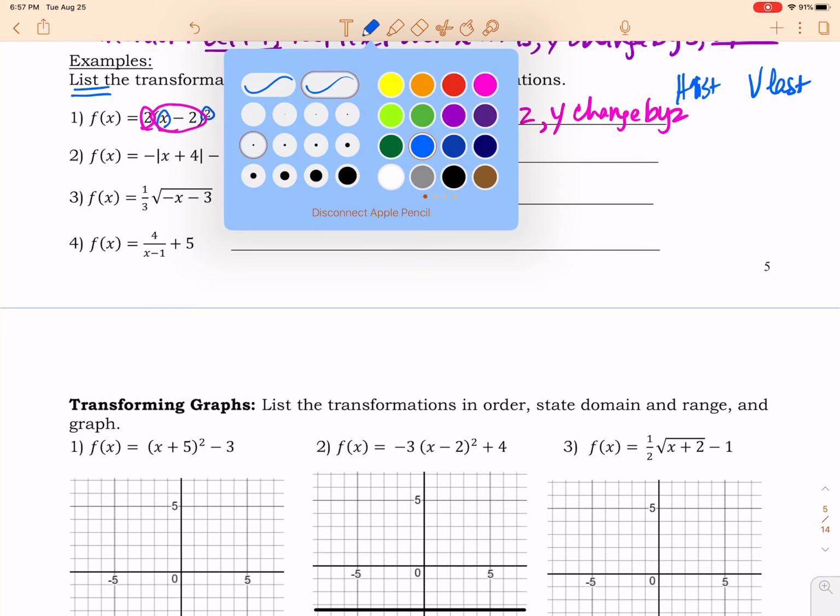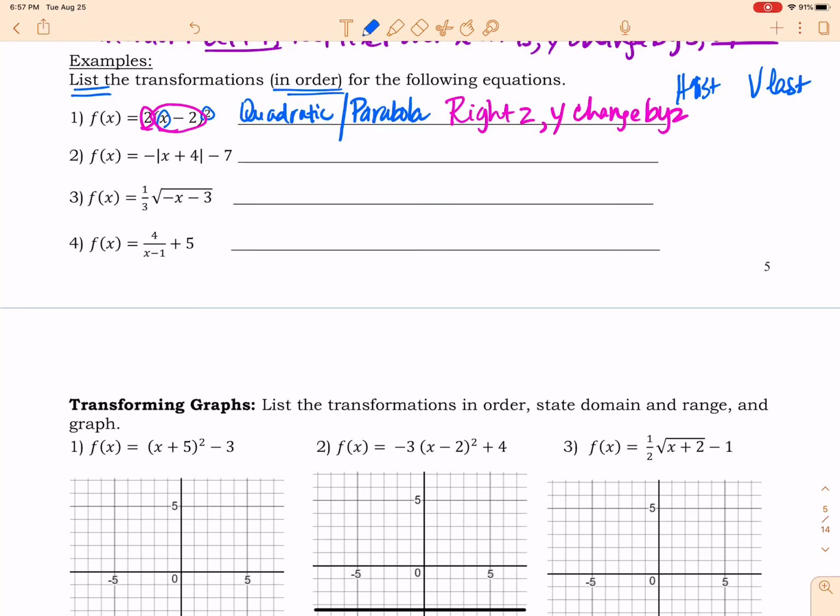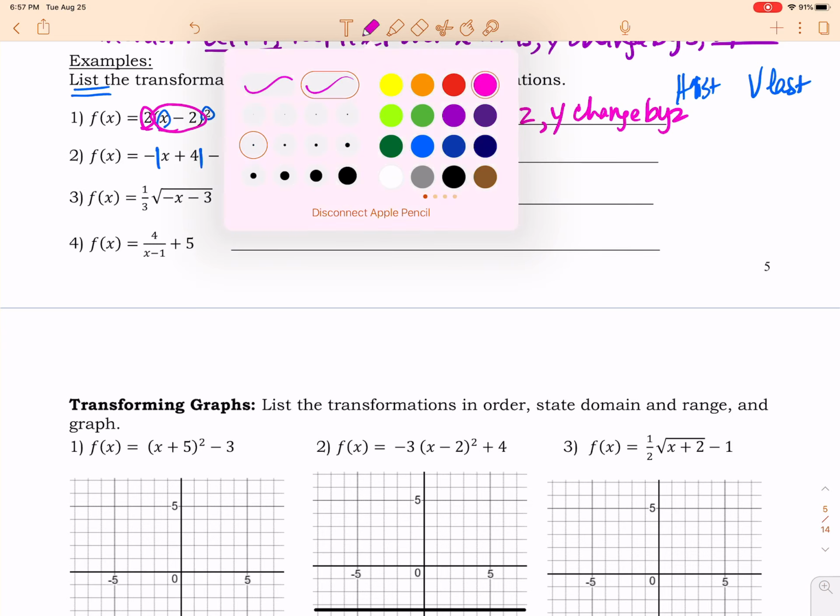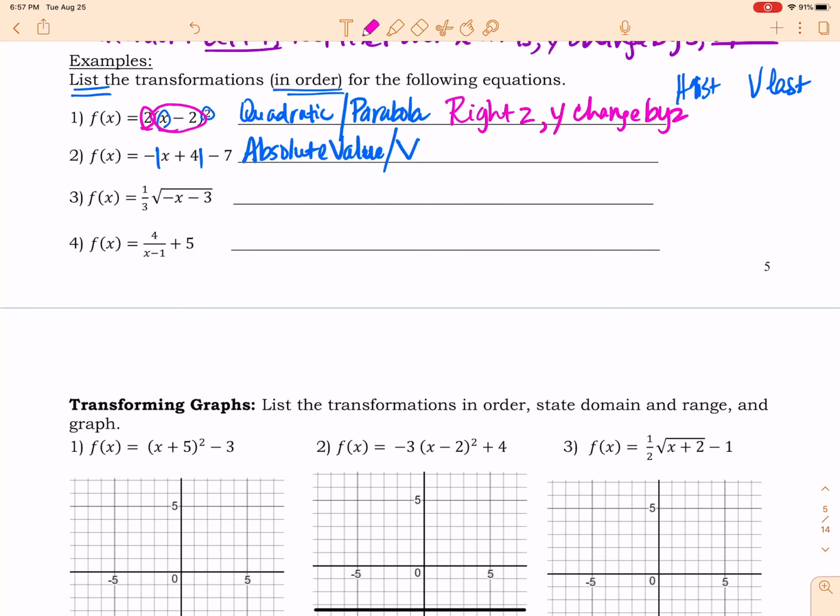Okay, as we look at the next example, notice we've got an absolute value function here. So absolute value, this is the name of the function. And it doesn't really have a shape per se, but it usually looks like a big V. All right, it usually looks that way. And then, of course, it'll shift around. So let's look at its transformations. There are 3 things going on here. We've got this negative out front, we've got the x plus 4, and we've got this minus 7 right here.